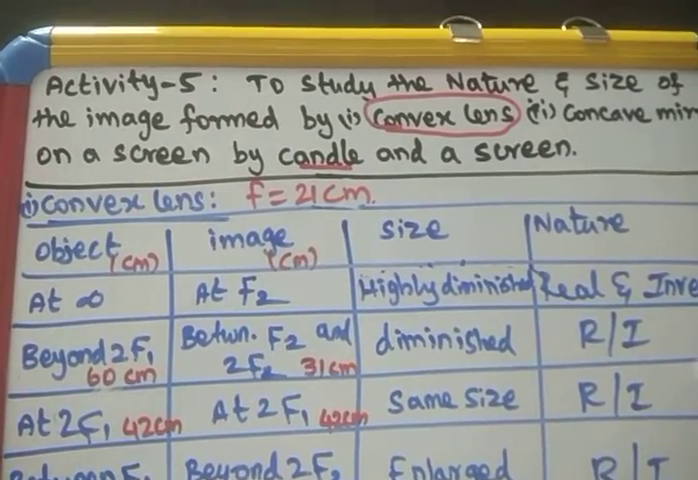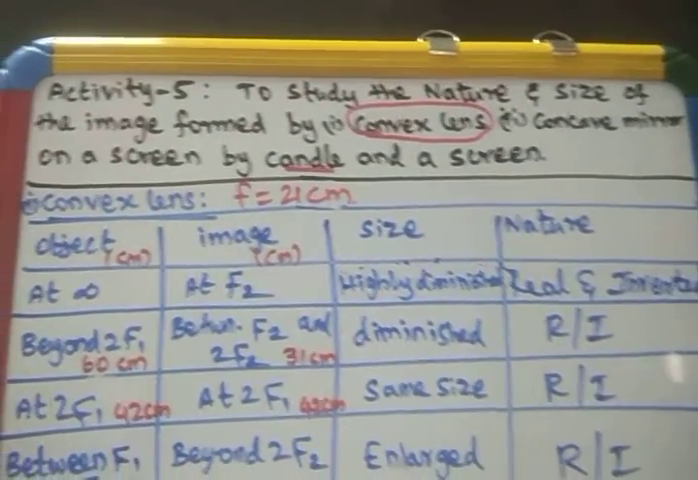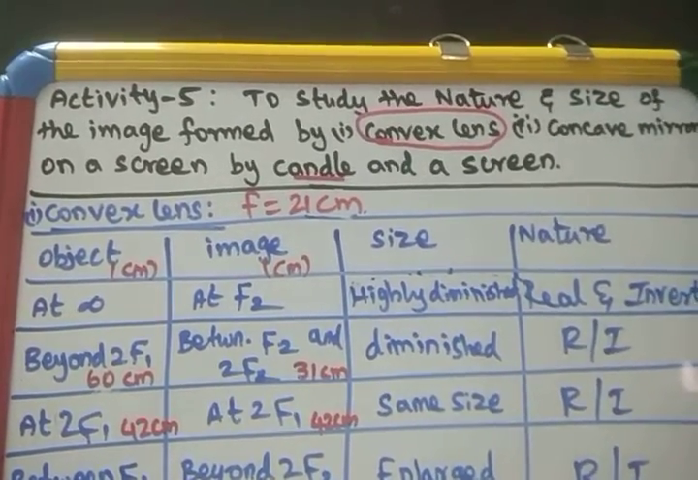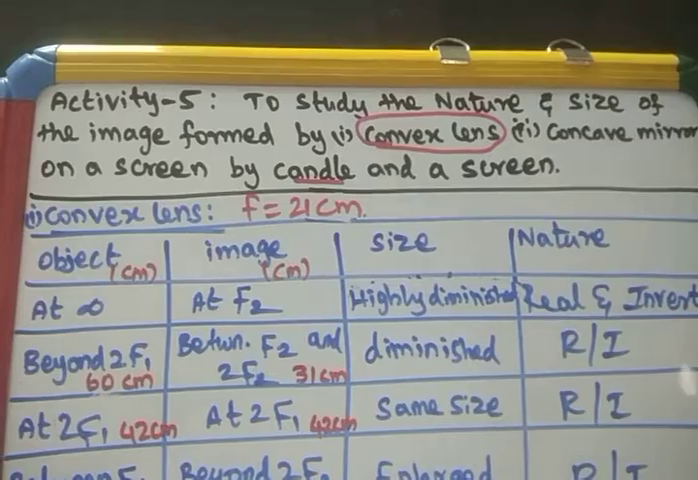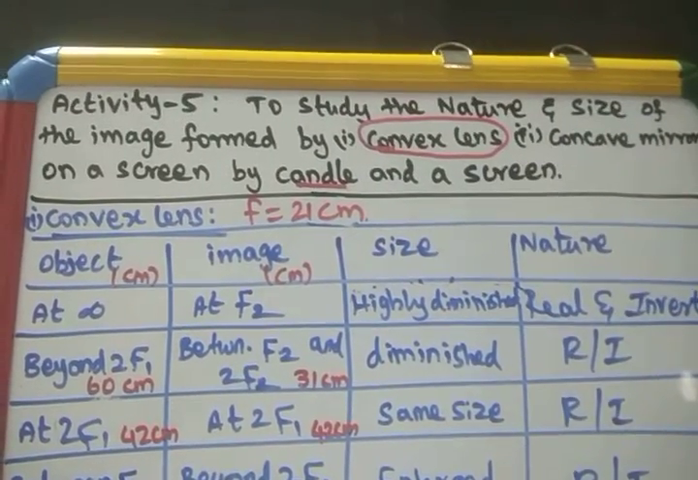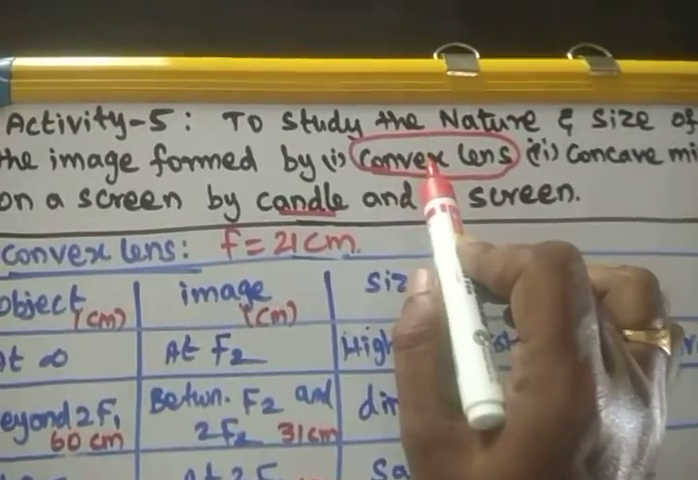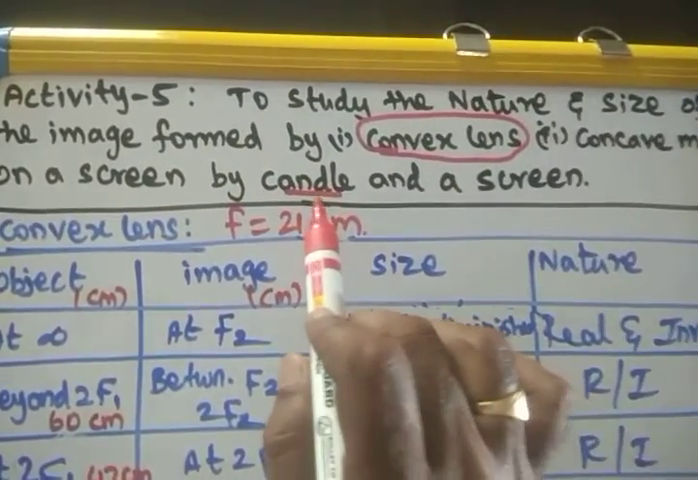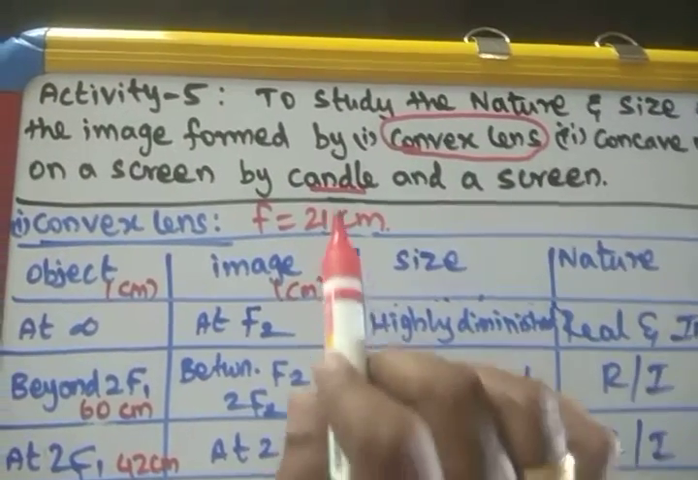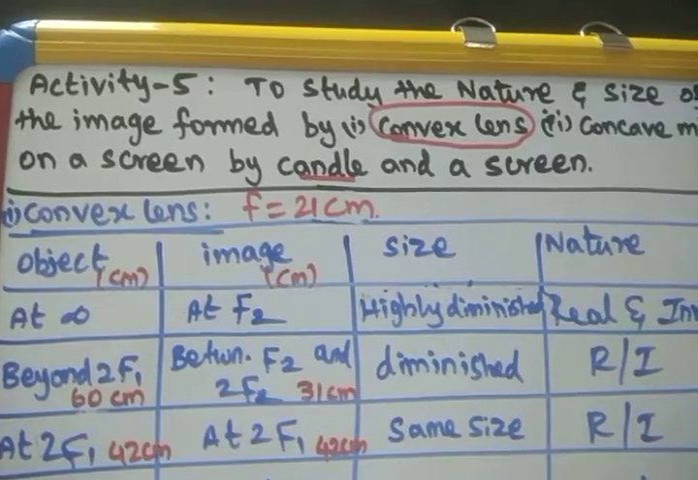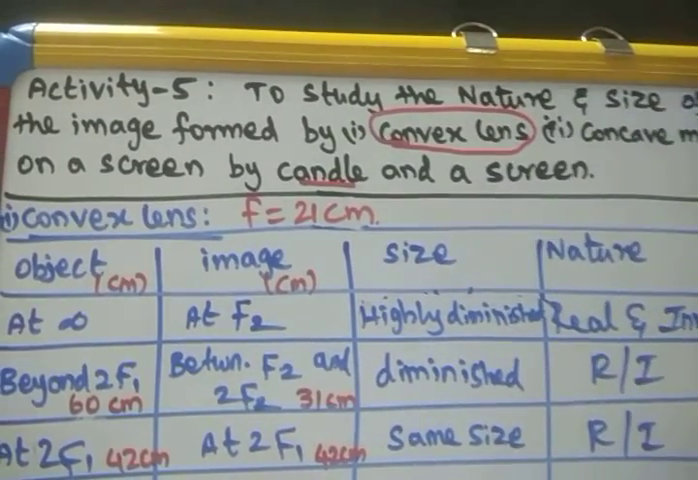Activity 5. To study the nature and size of the image formed by convex lens and concave mirror on a screen by the candle and a screen. The first thing, we are going to take the convex lens. Instead of using a candle in our activity, we are going to use a lamp box. So we are going to use a lamp as a light source.